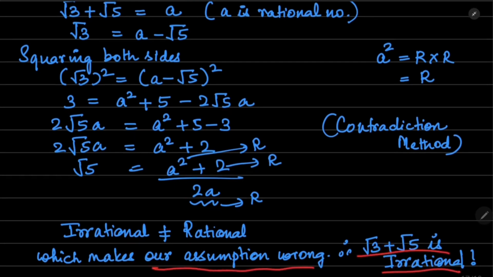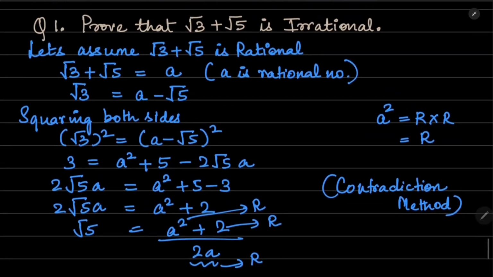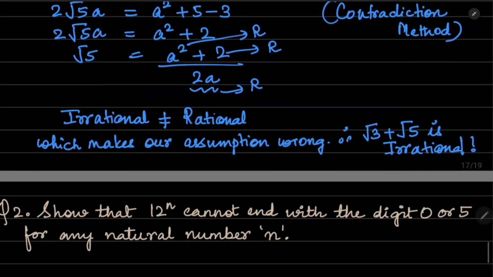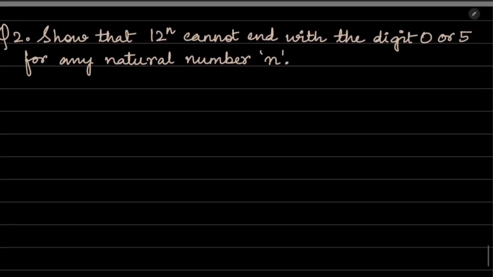Therefore, root 3 plus root 5 is irrational. Please try this once, and this is a very good question.